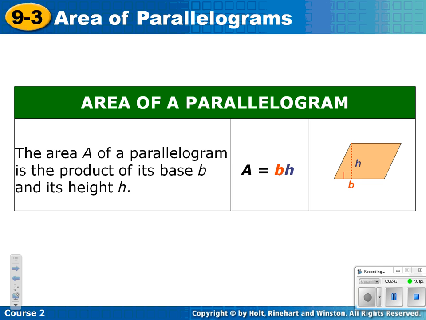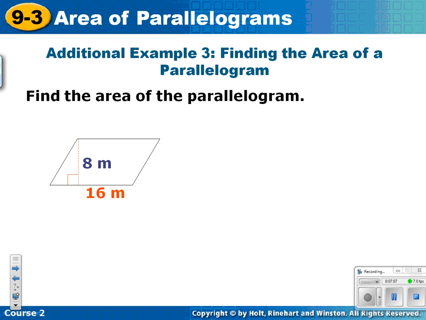That is your height. But a parallelogram, because sometimes it's skewed like this or it's tipped over, looks like a rectangle that's been squashed. Really. The height, it's base times height. So it's this length times this length. So when you have a problem like this, all you do, A equals B times H.